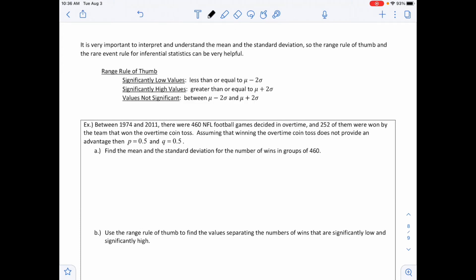It is very important to interpret and understand the mean and the standard deviation, so the range rule of thumb and the rare event rule for inferential statistics can be helpful. So that range rule of thumb, again, for those significantly low values, significantly high values, and values that are not significant are given. And so again, significantly low are less than or equal to mu minus 2 sigma, significantly high are greater than or equal to mu plus 2 sigma, and then again, not significant would be between those two values.